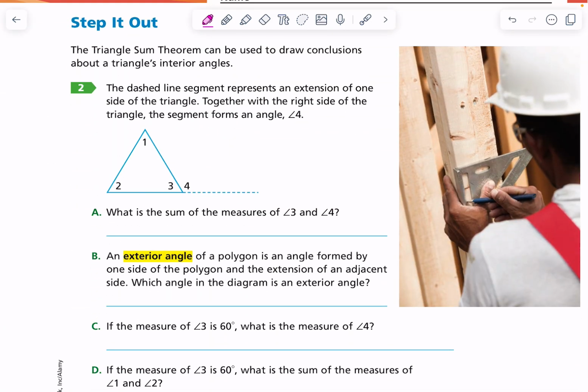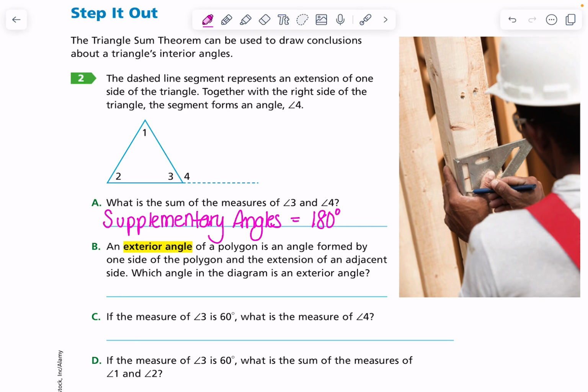The triangle sum theorem can be used to draw conclusions about triangles' interior angles. The dashed line segment represents the extension of one of the sides of the triangle. Together with the right side of the triangle, the segment forms an angle 4. What is the sum of measures 3 and 4? These are a special pair of angles. They make that straight line, and they are supplementary. And because they're supplementary, they equal 180 degrees.